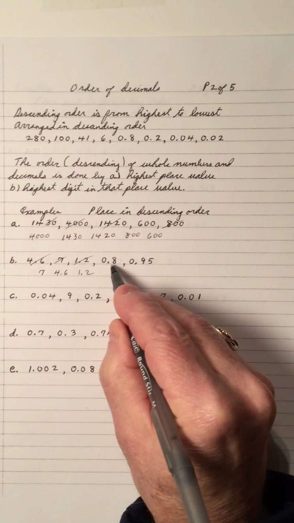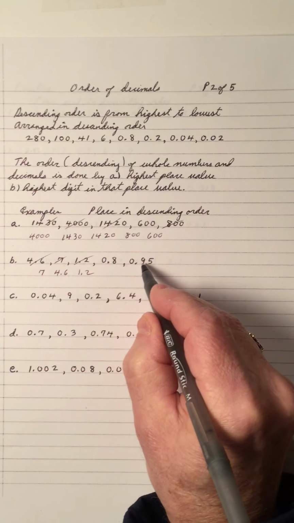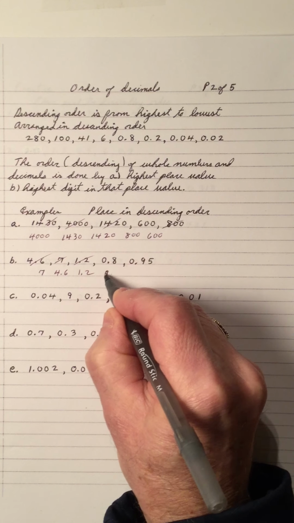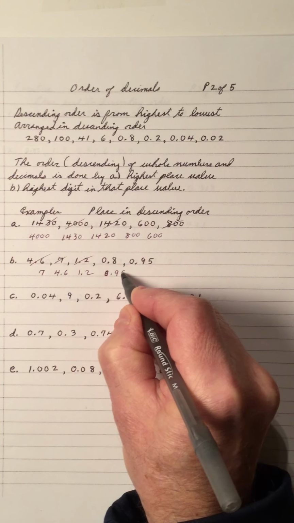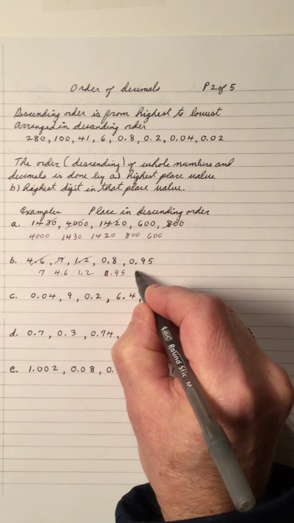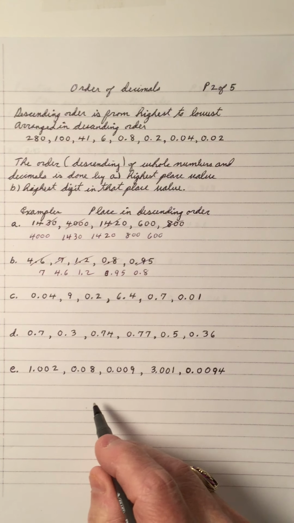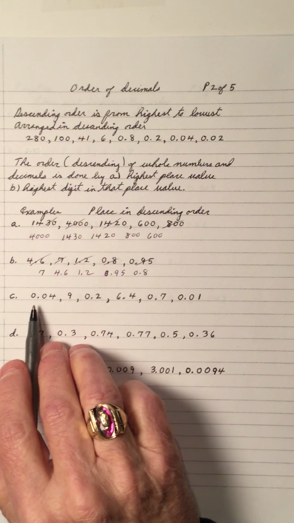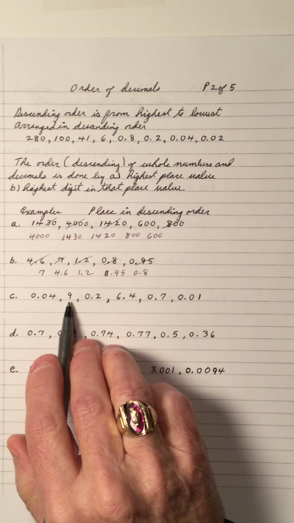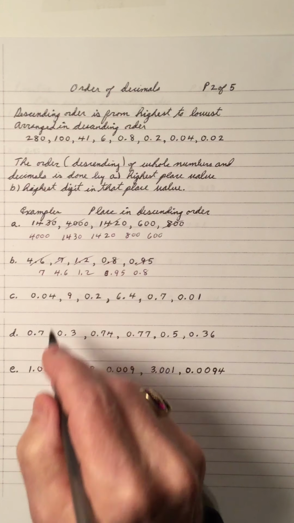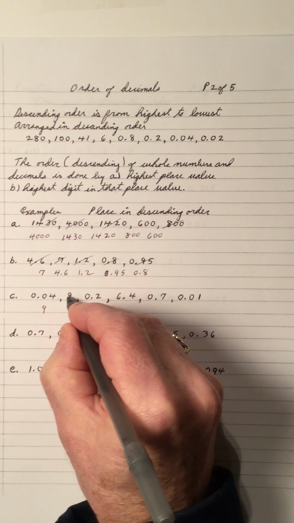So we have decimal 8, which is 8 tenths, decimal 9, which is 9 tenths. So 9 tenths is higher than 8 tenths. So 8 tenths is the last. So we have them all done. C, check it out. I have ones place here, ones place. So we have a 9 is the highest.